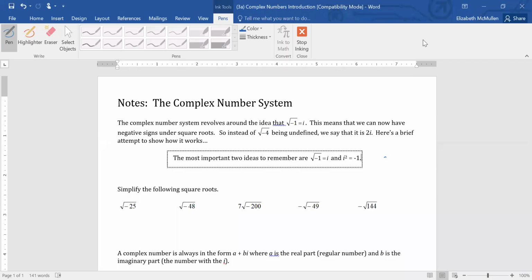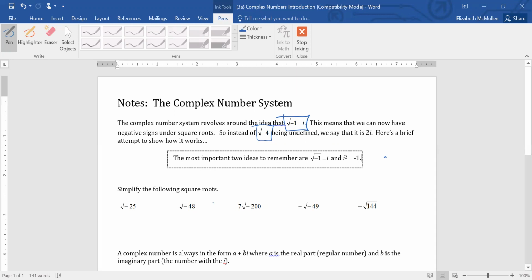Okay, so today we're talking about the complex number system. And the complex number system revolves around the idea that the square root of -1 equals i. What this means for you is that instead of, like we learned in our lesson about the quadratic equation, leaving the square root of a negative number undefined, which is what your calculator will tell you if you plug it in, or just leaving it alone because we can't do anything with it, we actually have something that we can do with this now.